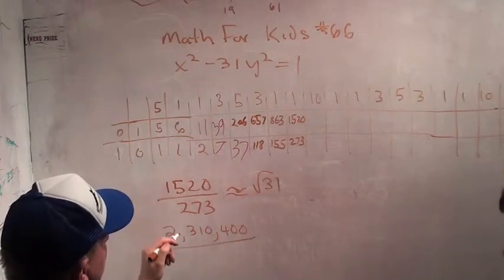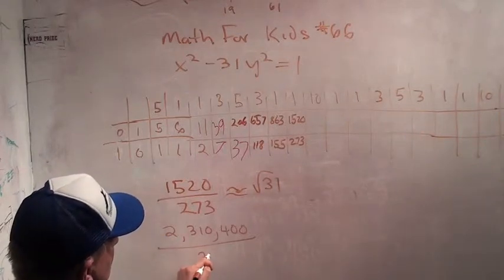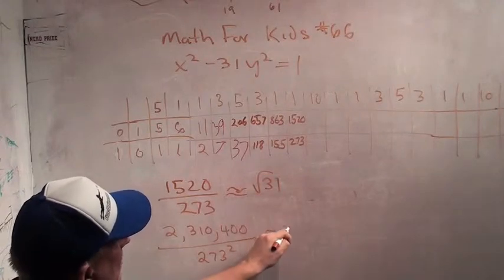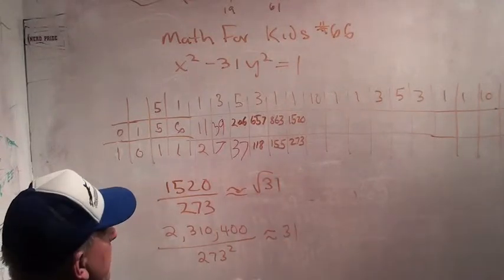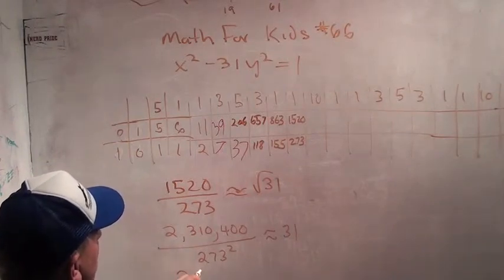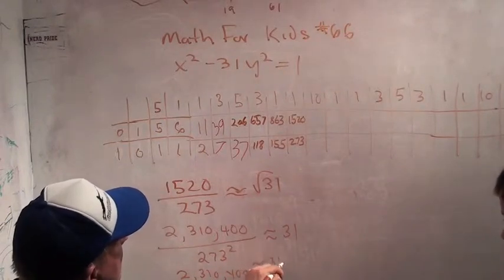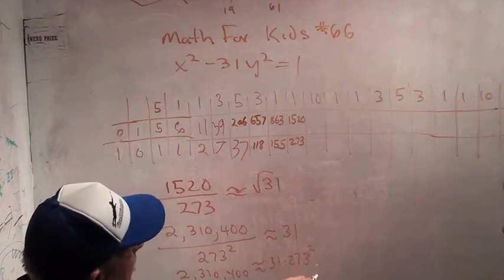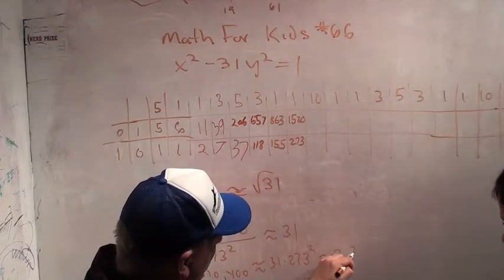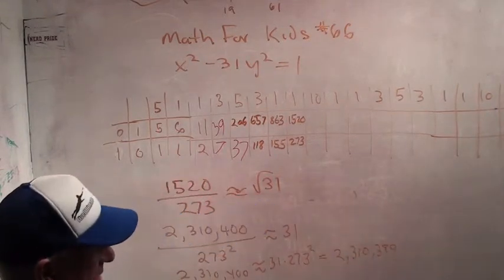Over, this is when I square this, 273 squared. You know what, I didn't write down what 273 squared is, but the question is, does this approximately equal 31? And I did write down 31 times 273 squared. So the question is, does 2,310,400 approximately equal 31 times 273 squared? Well, 31 times 273 squared is 2,310,399. And that satisfies our equation.